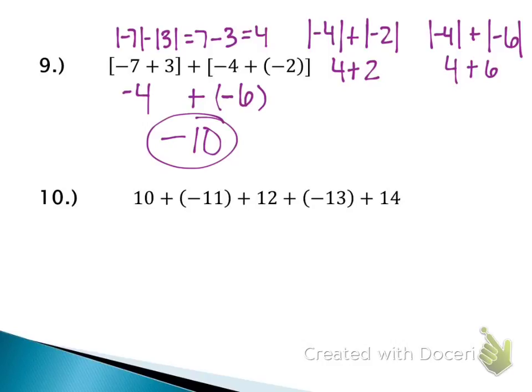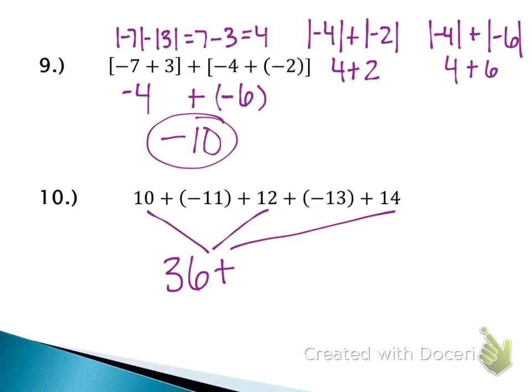Okay, on number 10, since I don't have any brackets or parentheses around sets of operations telling me to do certain things first, I know addition's commutative, so I can do this in whatever order I want. So again, I'm going to choose to add all of the positive numbers together first. When I do that, 10 plus 12 plus 14, I would get 36.